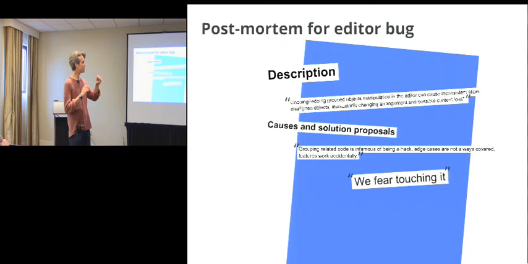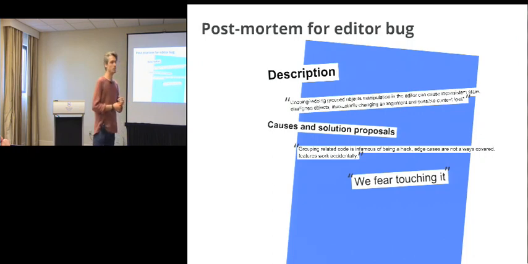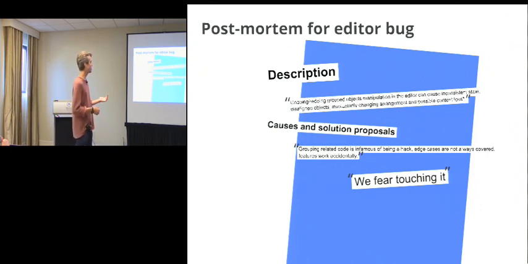So these are some quotes from a postmortem for a bug that we had in the editor. And it's saying in the description that undoing or redoing grouped objects manipulation can cause inconsistent state, disaligned objects, involuntary changing arrangement, and possible content loss. So this was kind of a severe bug and not something you want to unleash on users. But actually, this bug existed for, I think, 2 years in the application. And in analyzing the causes for this, developers said that the code around this feature is infamous of being a hack, edge cases are not always covered, and features work accidentally, and they fear touching it.